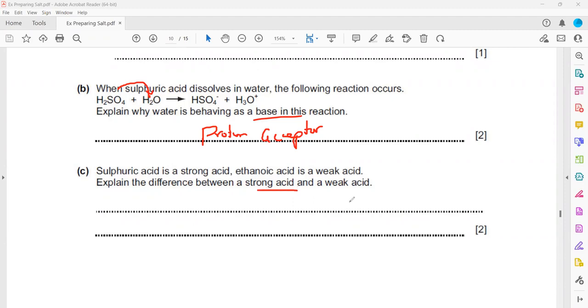Sulfuric acid is a strong acid, ethanoic acid is a weak acid. Explain the difference between strong and weak acids. Strong acids ionize completely, while weak acids ionize partially.